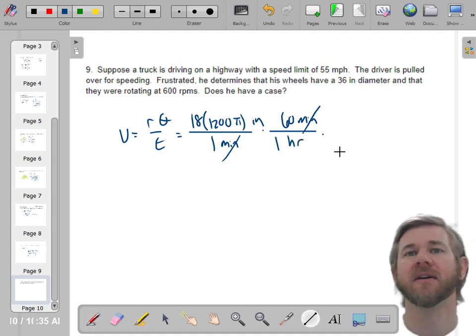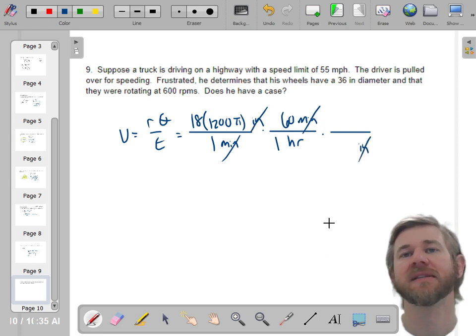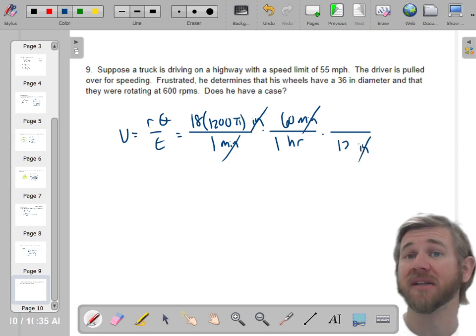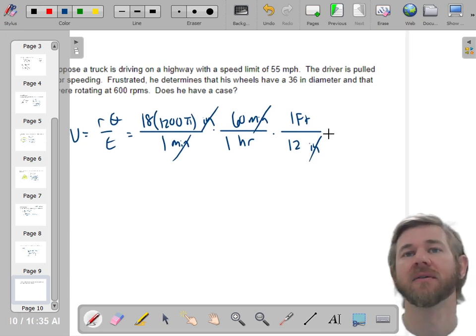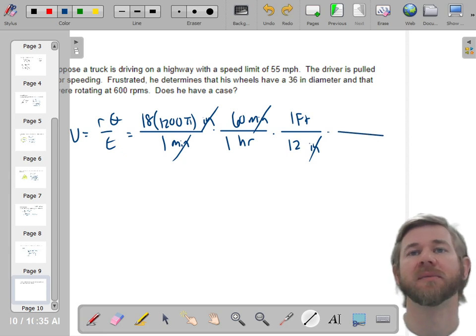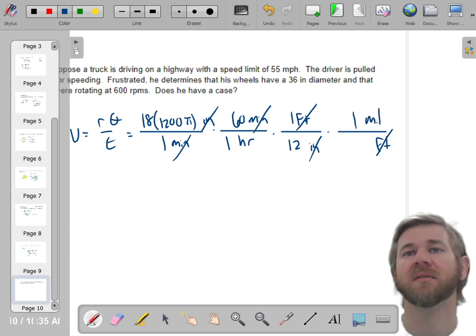I don't want inches either. If I have inches in the top, I need to know something about inches. You might know inches in a mile, but I'm just going to say inches in a foot. There are 12 in a foot. And then one more thing I have to do is convert feet. If I'm trying to cancel out feet, I'm going to put some feet on the bottom. Let's say 1 mile is 5,280 feet.